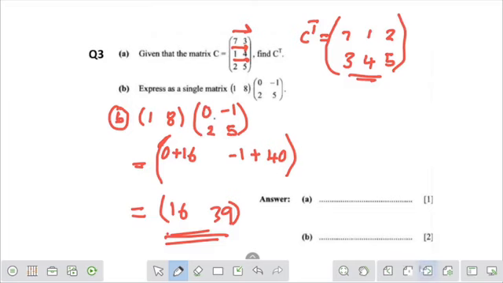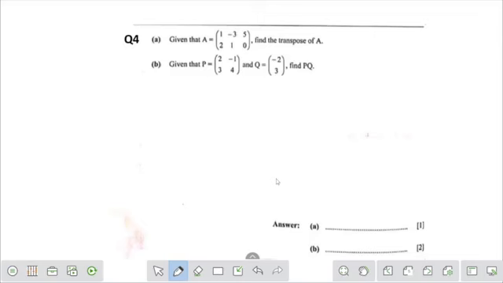We now move on to our question 4. So you can see that these questions were actually simple for the class because they were just given questions that have to do with matrices because that was the topic that they learned. So here we answer our question A. Given that A is equal to this, find the transpose of matrix A.